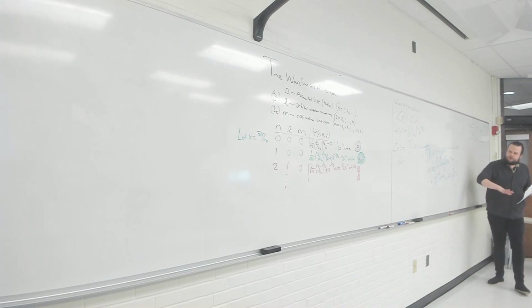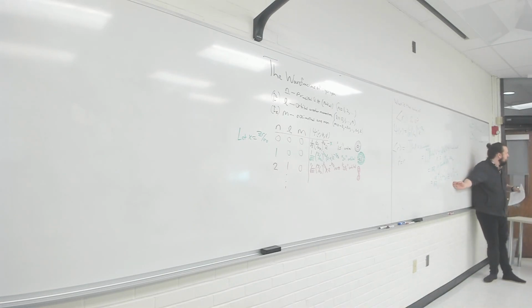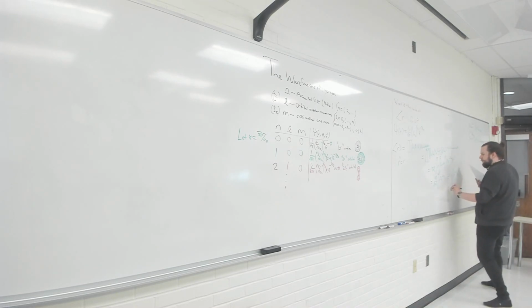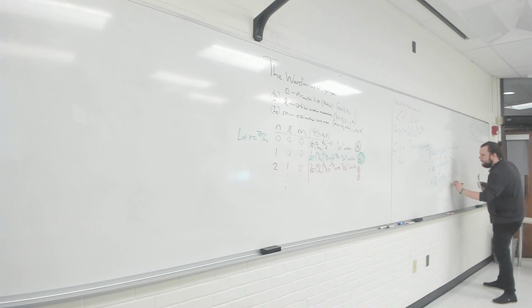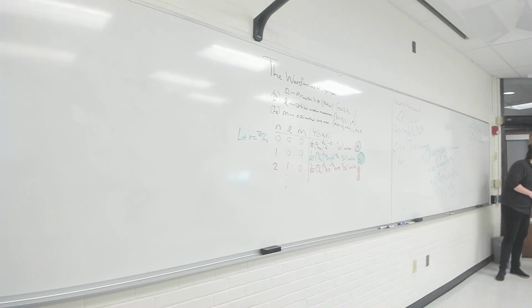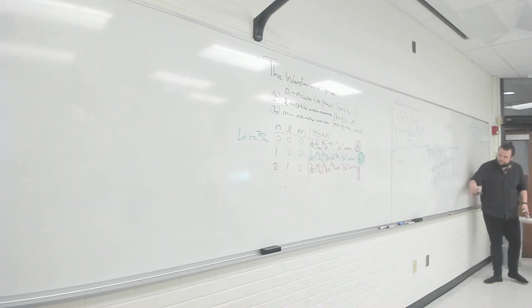I have a table of integrals on Canvas that has these solutions. You can do it in Wolfram Alpha. These are solvable integrals. They're not that hard to do. They're just tedious. And what you find is that you end up getting 3 halves a naught. So the average value of the distance for the 1s orbital is 3 halves this number a naught, this constant.